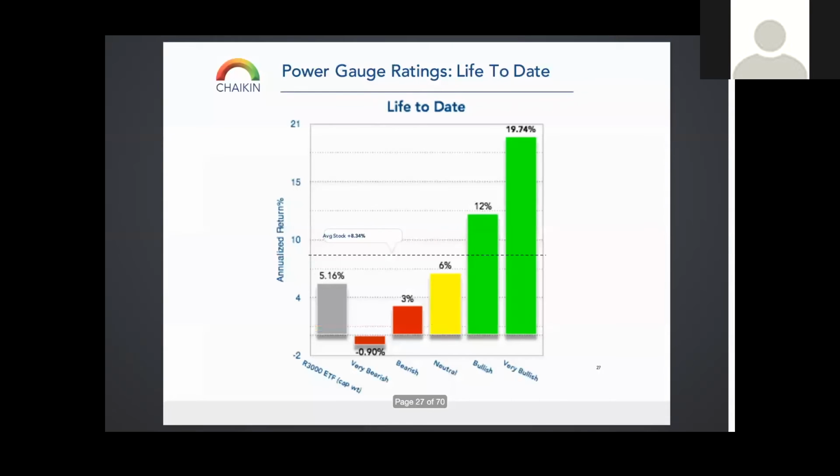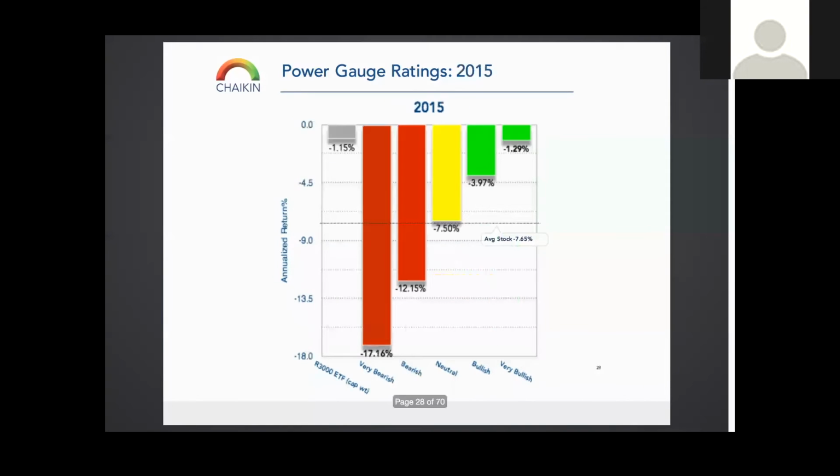So a little bit about the performance of the model. This is the lifetime performance. The average very bullish stock in the Russell 3000 is up almost 20% a year, and the average very bearish stock is down 1%, and that's after a 7-year bull market. But let's drill down a bit, first at 2015 and then at 16.